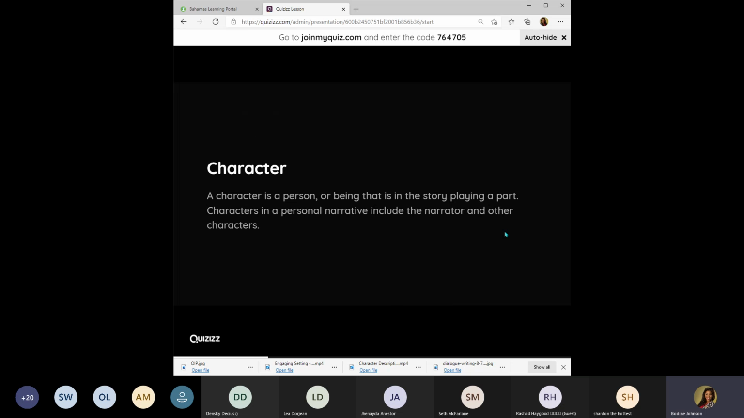Now, the next thing that we need to consider is the character. Who is the character that is speaking? Who is telling the story? Okay? A character is a person or being that is in the story playing a part. So characters in a personal narrative can include the narrator and other beings or people in the story. Remember, the narrator, for example, of A Cow Called Boy happens to be Josh Mahon. It's just that he is older, and so he is telling it from his perspective as an older person. He's not telling it as he is a child, okay? So he is the narrator.